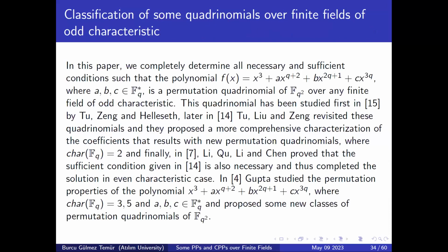Then we worked on some quadrinomials, on one quadrinomial actually. This was studied by Tu, Zeng and Hellesseth, and later Tu, Liu and Zeng revisited these quadrinomials, and they solved the question when the characteristic of F_q is 2. And Li, Qu and Chen proved that the sufficient condition is also necessary. Thus, the even characteristic case was complete. And later, Gupta studied the permutation properties of this polynomial when the characteristic is 3 or 5, and proposed some new classes of permutation quadrinomials like this.